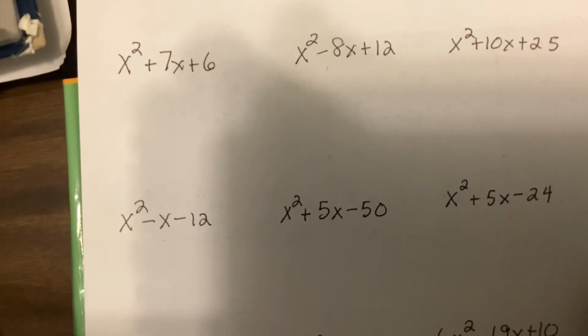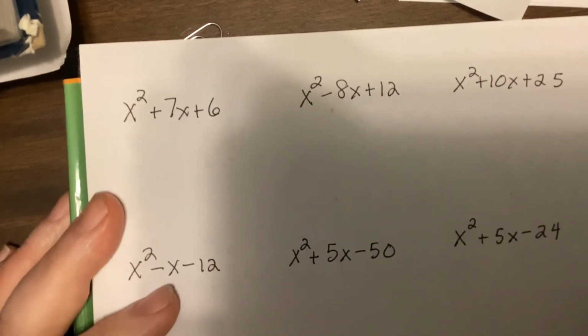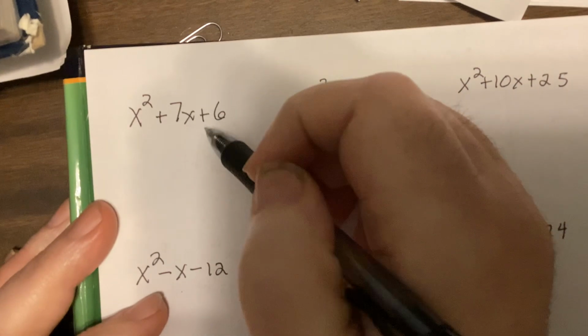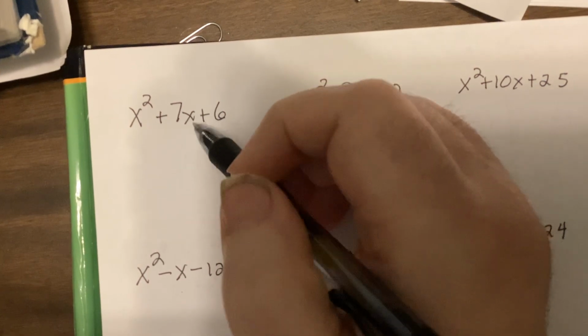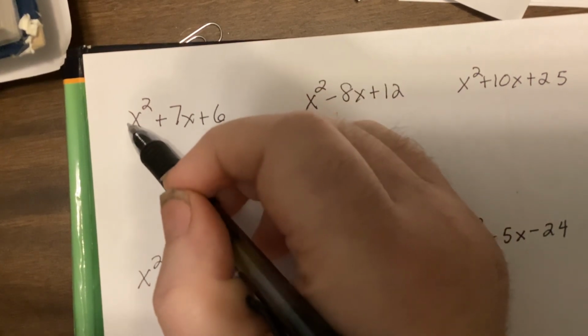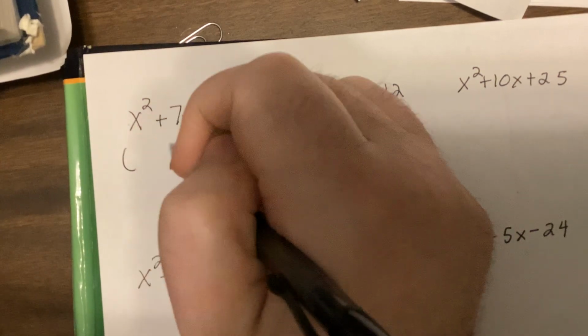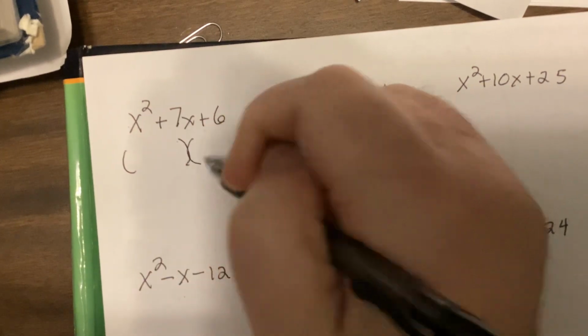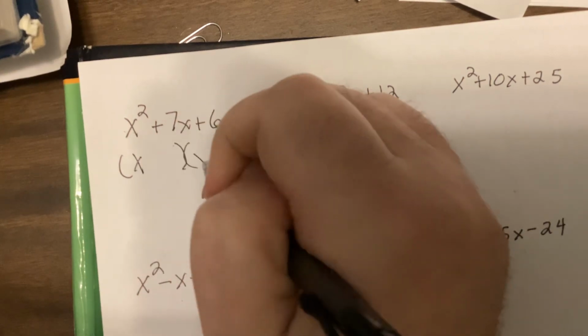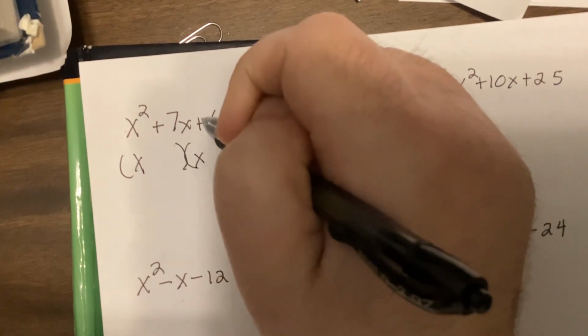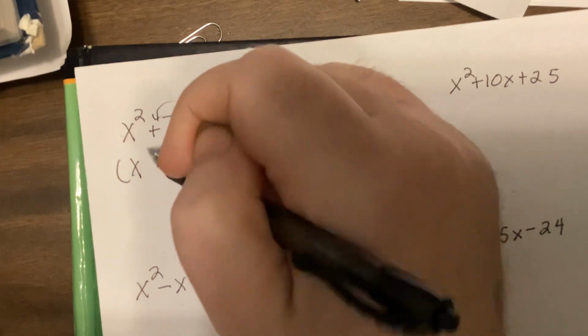Okay, here's the second review video. This is on trinomials. So when the last term is plus, you are adding the factors. If the first term is 1x squared, it makes the problem so much easier. 1x squared is x and x. Last term's plus, so both signs are the same as the middle.